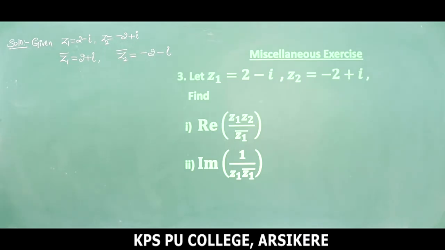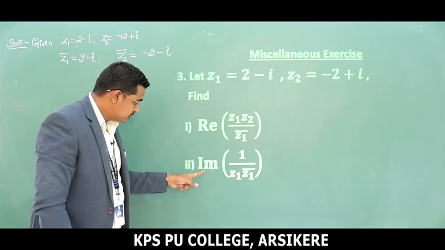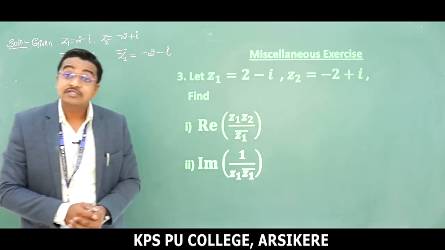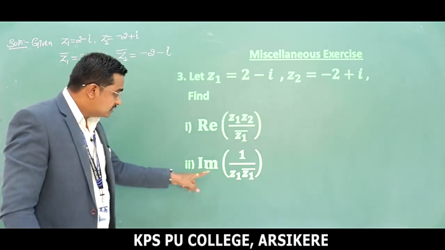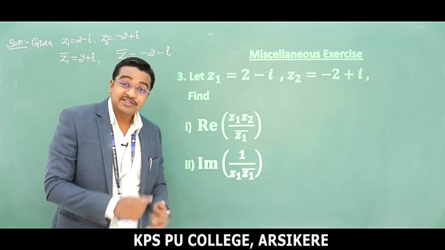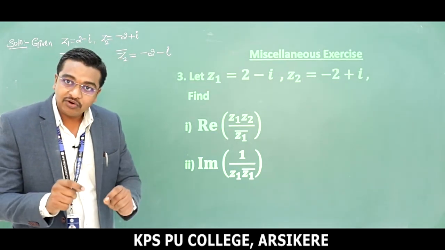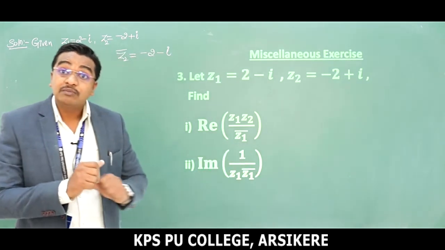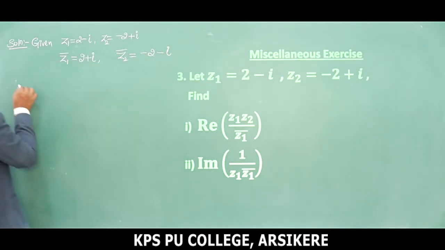Now dear students, we are moving to the next question on the same third question. Here the second question is the imaginary part of 1 divided by Z1 into Z1 bar. Here we need to find the imaginary part of 1 divided by Z1 into Z1 bar, that is the conjugate of Z1. So before going to find the imaginary part, first we need to find the expression for 1 divided by Z1 into Z1 bar. Okay, listen.